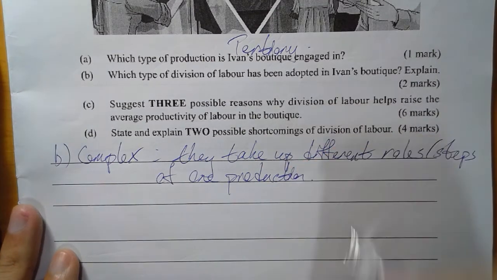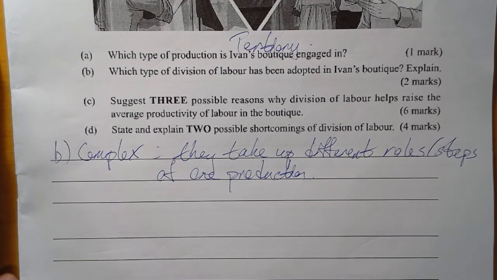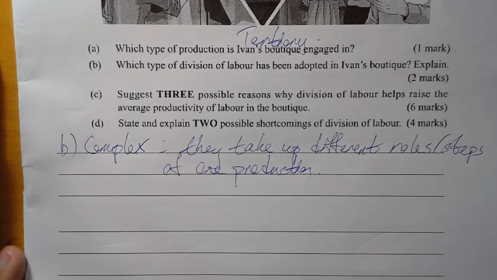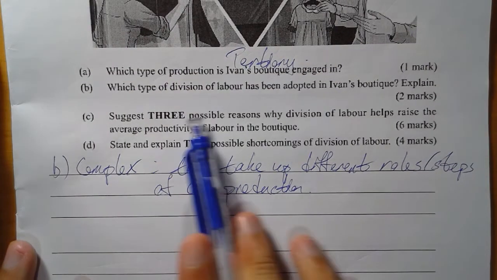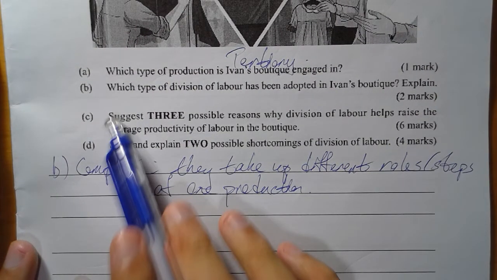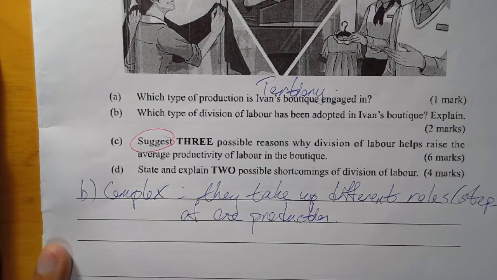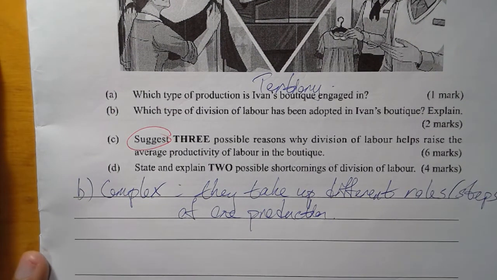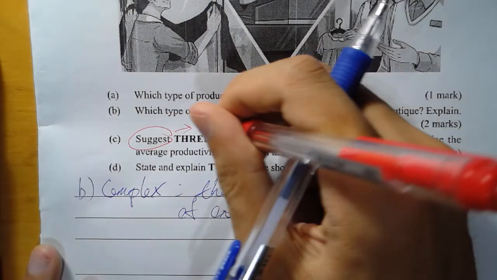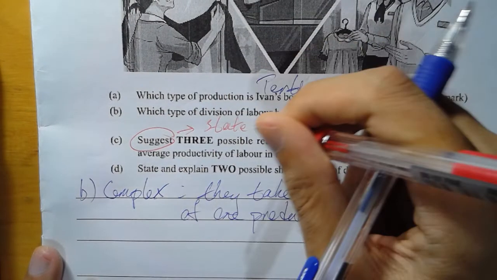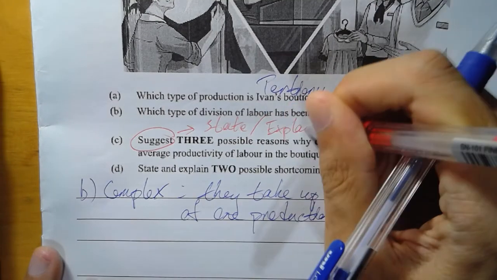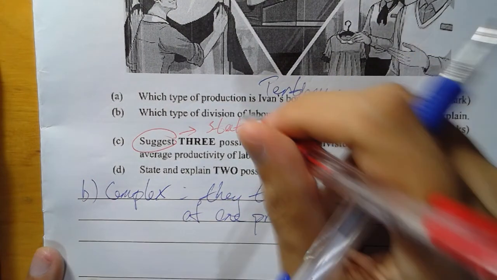係咪啊？佢係其實同一個 production 嚟噶，不過唔同嘅角色，唔同嘅 steps 啊嘛。All right, so C suggest three possible reasons. Now here, let me talk about the word suggest. Suggest is a very ambiguous word. It can mean state, or it can mean explain. Mostly, it would mean state.